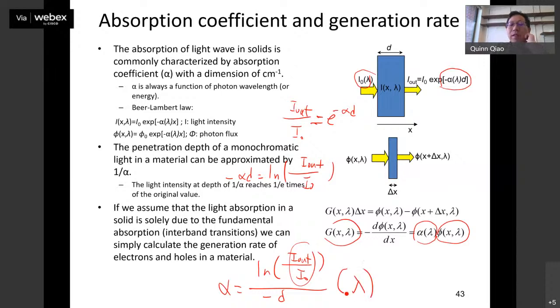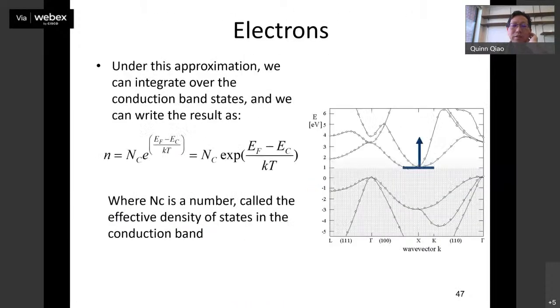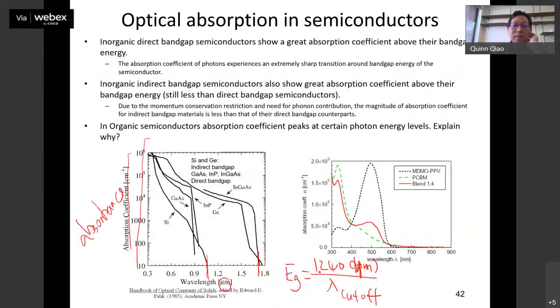Lambda. At a different wavelength, the alpha is different. That's why the absorption coefficient is not flat. It's wavelength dependent. I hope this answers your questions. How can you measure your band gap? How can you calculate it from the measurement? You can also calculate your absorption coefficient.